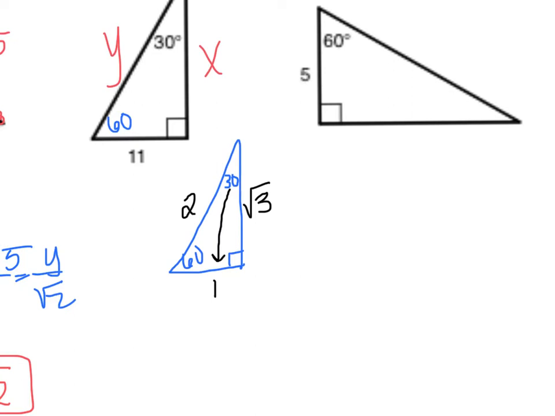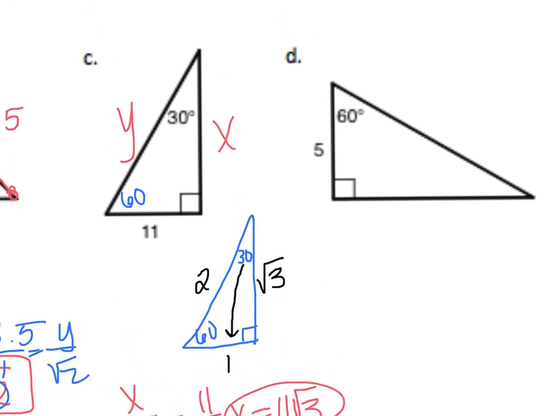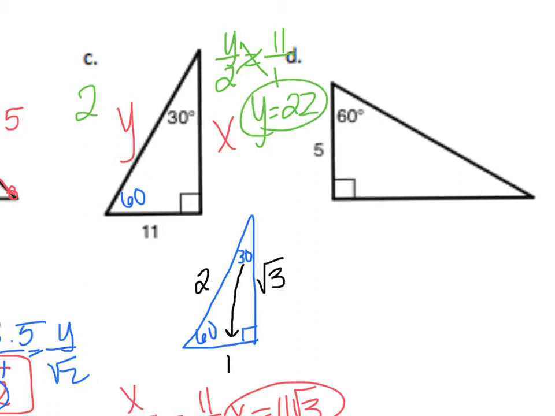Let's go ahead and try and find x first. So I'm going to say x over root 3 equals, I'd have to use 11 over 1. So this is easy. This is going to just be 11 root 3. And then to find y, we're going to use the other sides. So we'll say y over 2 equals 11 over 1. So then cross multiply, y is going to equal 22. This is 22, and this is 11 root 3.